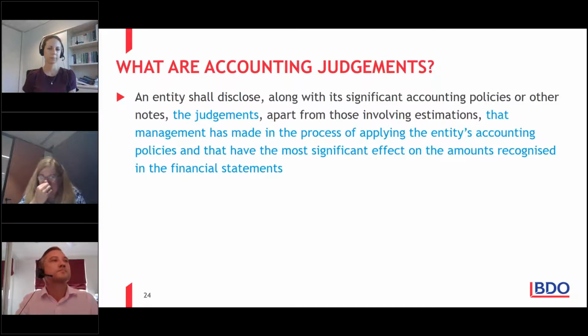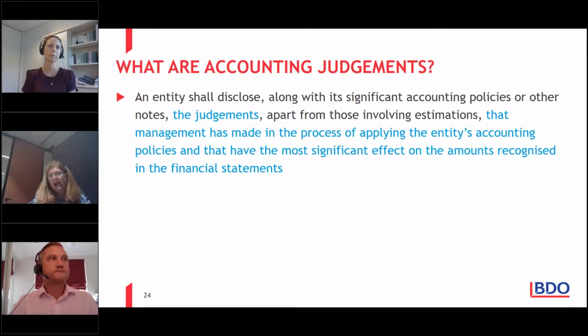And the other thing is there's also a requirement that we disclose our judgments. So an entity shall disclose, and this is also in IAS 1, along with its significant accounting policies and other notes, the judgments apart from those involving estimation. So on the previous slide, I talked about estimations and assumptions around estimations. This one is a bit different. These are the judgments that management has made in the process of applying the entity's accounting policies, and that have the most significant effect on the amounts recognized.